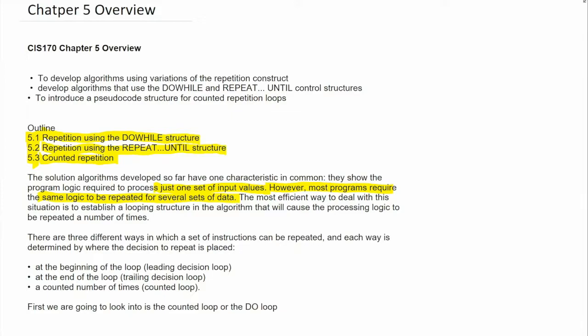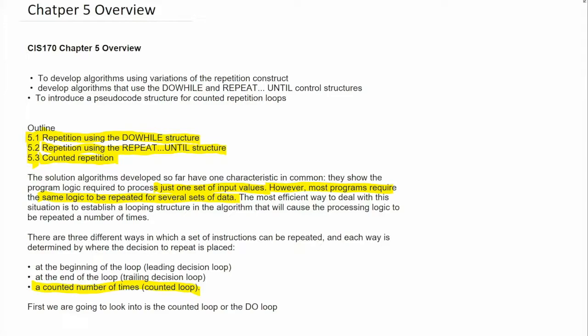And really, all of these repetitions aim to do the same thing, which is do something over and over and over again. The main difference is choosing which one of those based on your needs. The easiest one is a counted number of times. That's the counted loop.